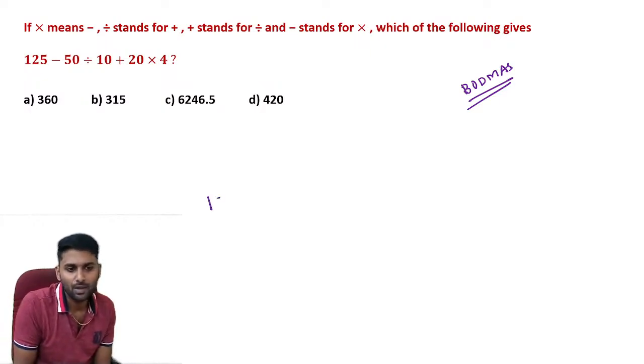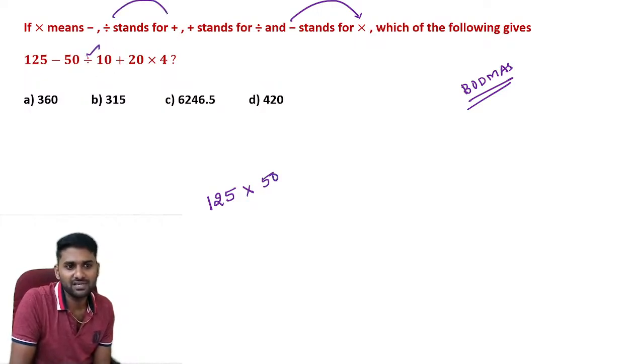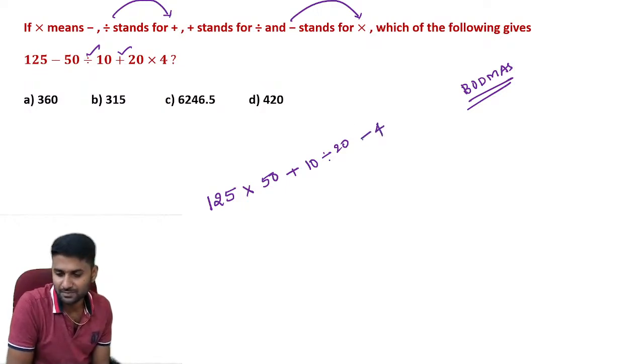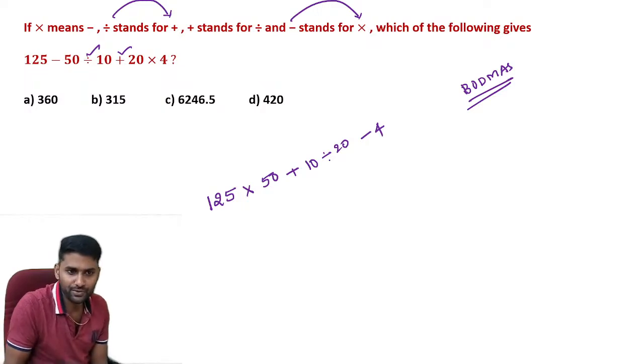It means, see, 125. Here minus stands for multiplication, so multiplied with 50. Don't use the division. Again, division says that it is a plus. Plus is again mentioned as division. So again 10 divided by 20. And again, multiplication says that it is subtraction. So just subtract 4 units.